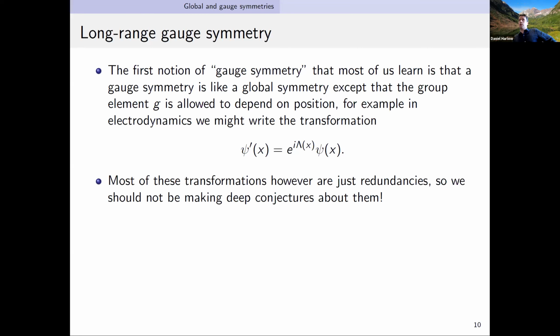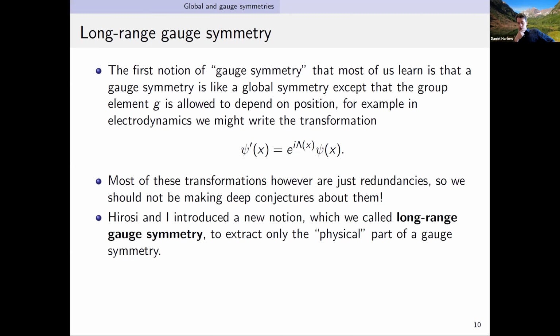Unfortunately, although this is what we learn in the textbooks and what we teach our children in kindergarten, most of these transformations are indeed just redundancies of description. That's what people say. And so we shouldn't be making conjectures about redundancies of description, right? It would be silly to make a conjecture that you can't have a redundancy of description. You can always have one. I can just add invisible unicorns to the theory and you can't stop me, right? So if we want to make a conjecture that's meaningful, it shouldn't be about invisible unicorns. It should be about something that we can actually measure.